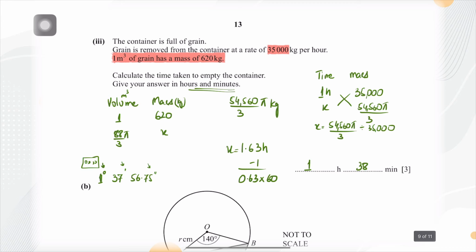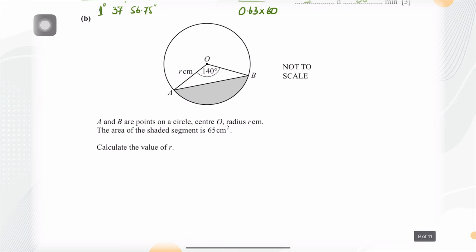Okay, great. So it says here A and B are points on a circle, center O, radius r centimeters. The area of the shaded segment is 65 centimeters squared. Calculate the value of r. Now this is what a segment is. You guys should know this from before.